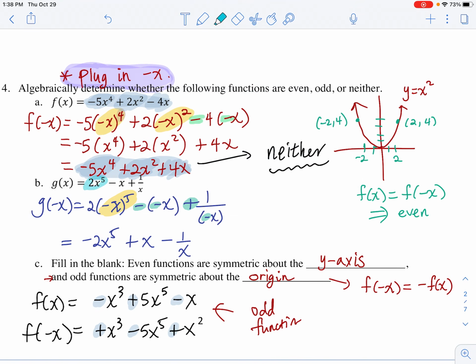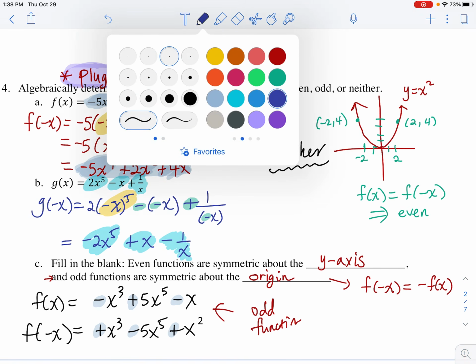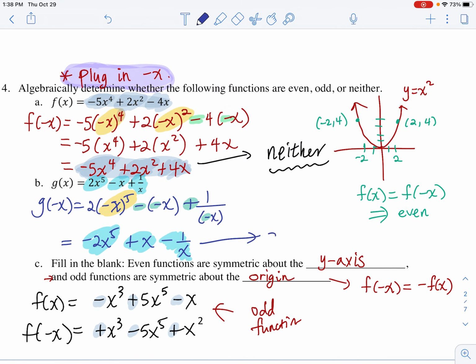So let's compare all the signs now. Used to be positive 2x to the 5th. It's now a negative 2x to the 5th. It switched the sign. Check. It used to be negative x, now it's a positive x, yay! And the last one, it used to be plus 1 over x, now it is negative 1 over x. Notice all the signs are opposite in sign. If that happens, what do you get to say? This is an odd function.